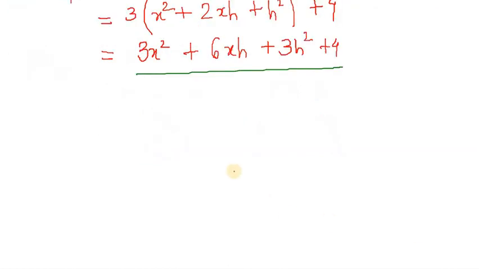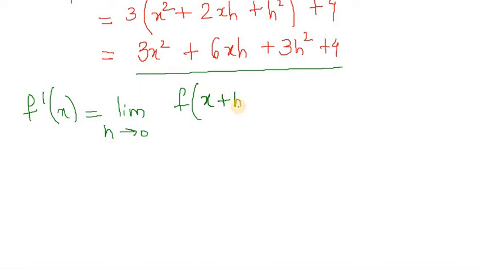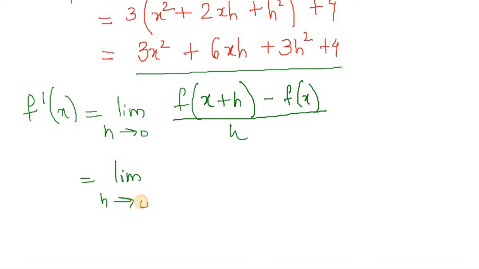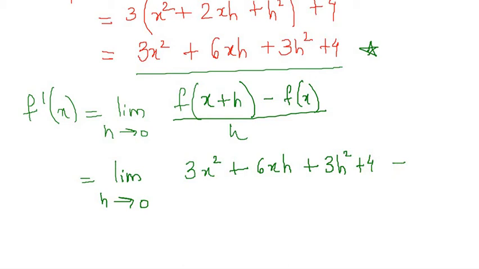Now to find derivative, what do we need? The derivative is given by f dash of x. What is that? Limit h tending to 0, f of x plus h minus f of x upon h. So limit h tends to 0. What is the value of f of x plus h? Look over here. That is 3x square plus 6xh plus 3h square plus 4 minus f of x.